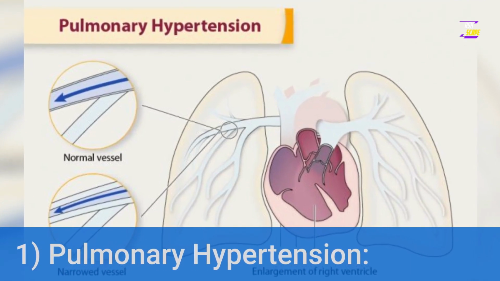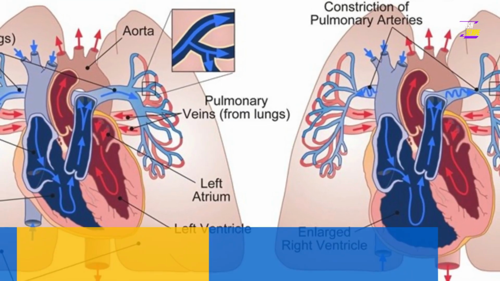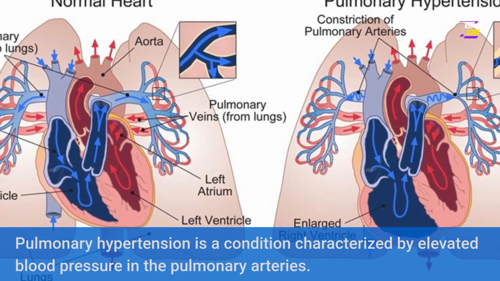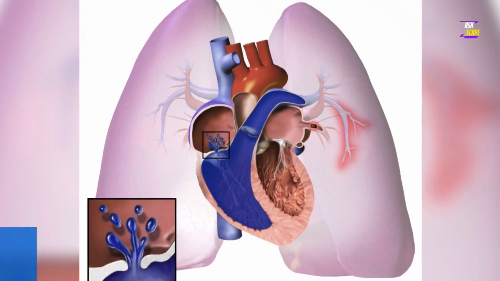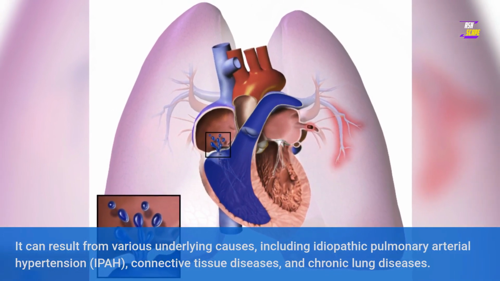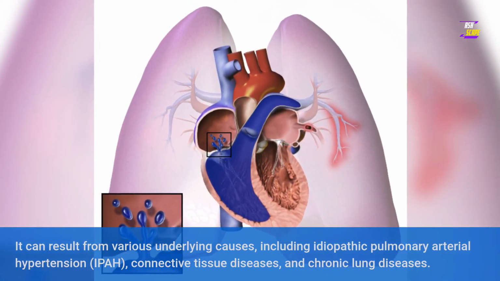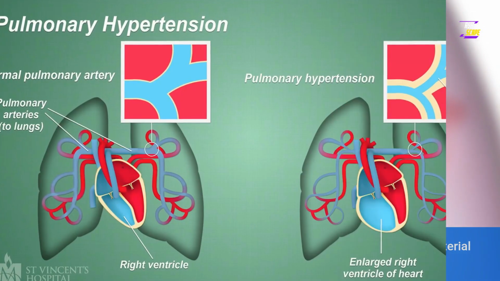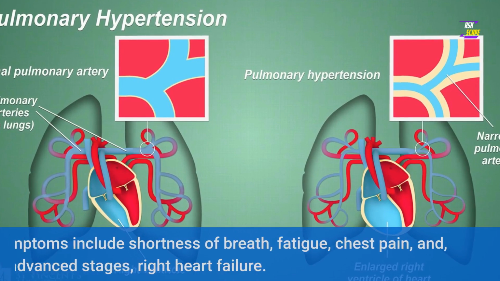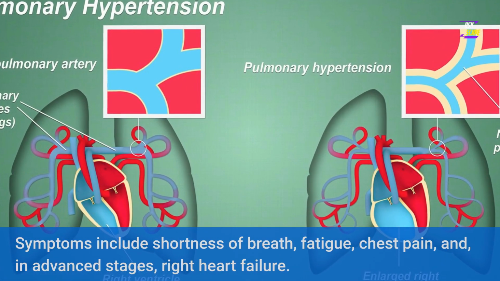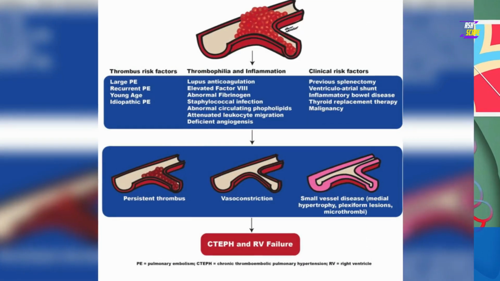1. Pulmonary hypertension. Pulmonary hypertension is a condition characterized by elevated blood pressure in the pulmonary arteries. It can result from various underlying causes, including idiopathic pulmonary arterial hypertension, IPAH, connective tissue diseases, and chronic lung diseases. Symptoms include shortness of breath, fatigue, chest pain, and, in advanced stages, right heart failure.